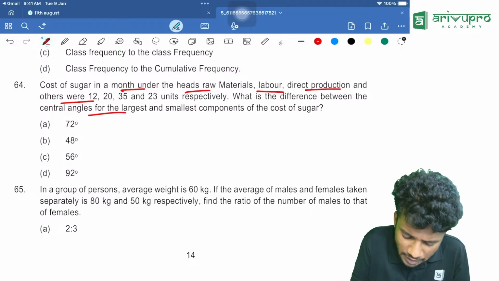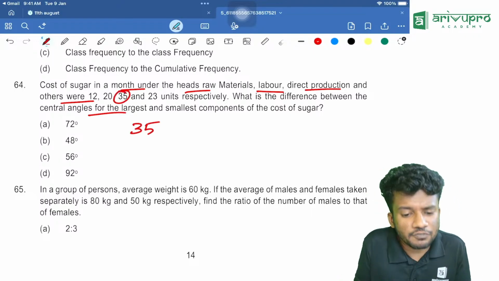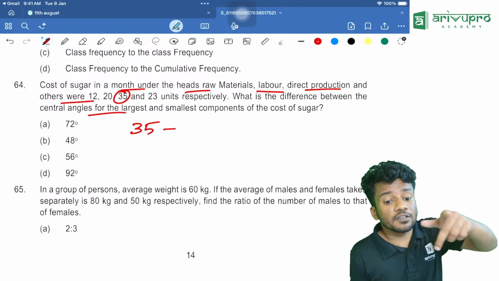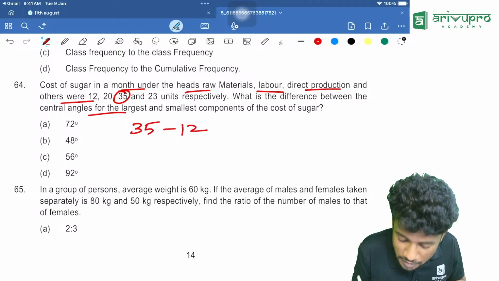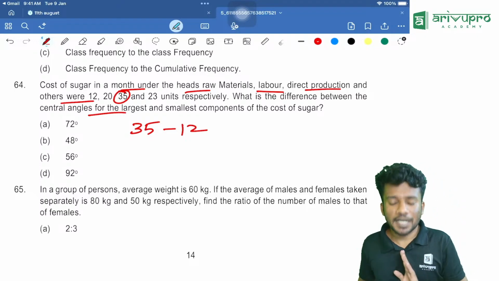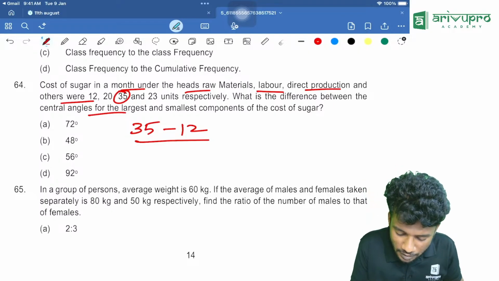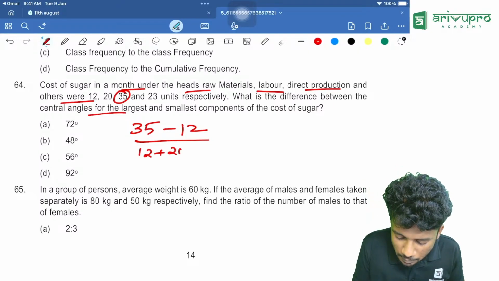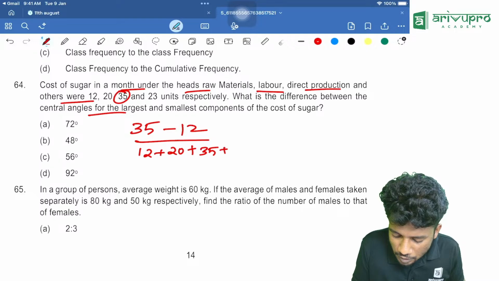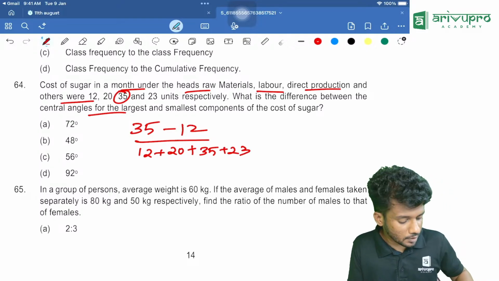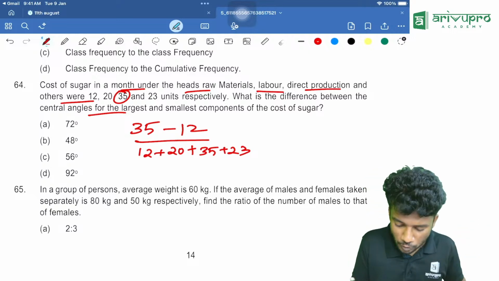Now, which is the largest term over here? 35. So 35 minus, we need to take the difference with the smallest. The smallest is how much? 12. So (35 minus 12) divided by sigma x. We need to add everything: 12 plus 20 plus 35 plus 23. How much is that? That is equal to 90.